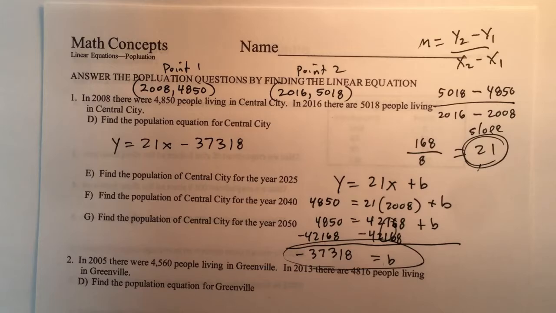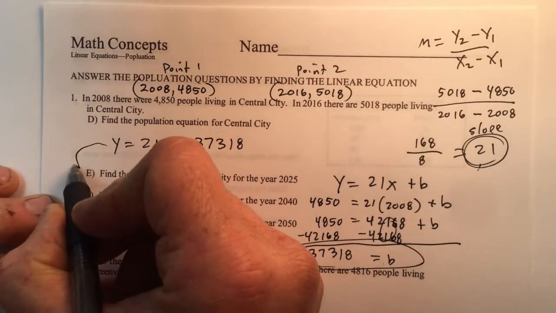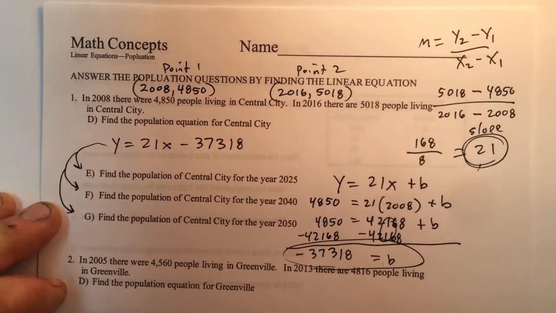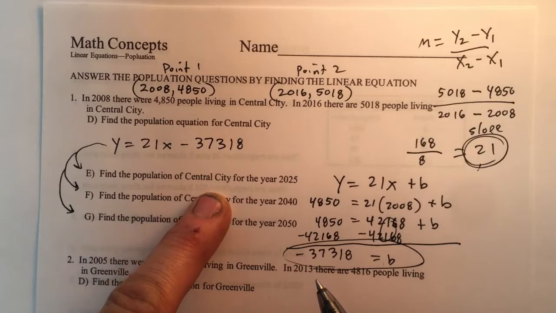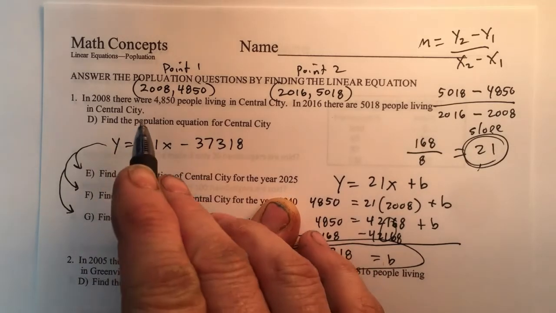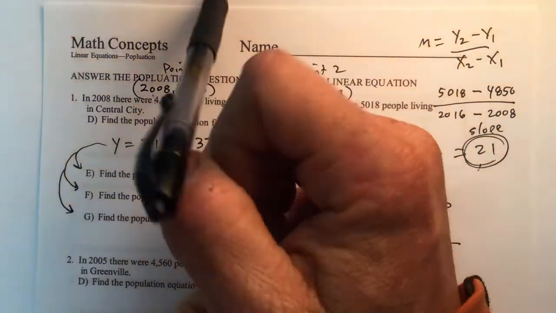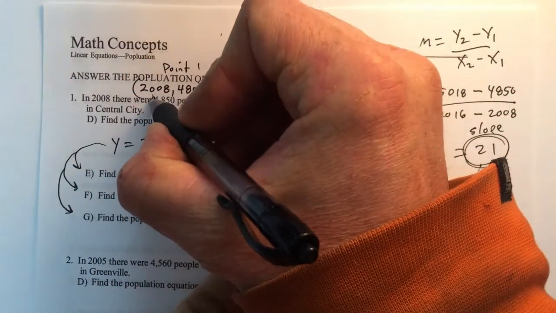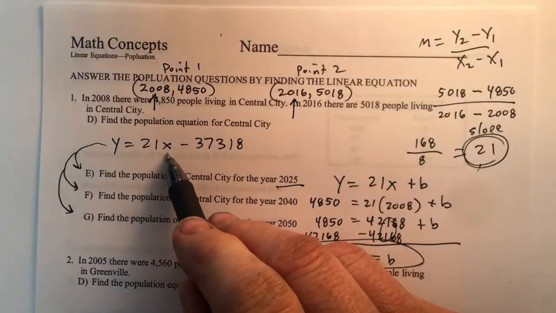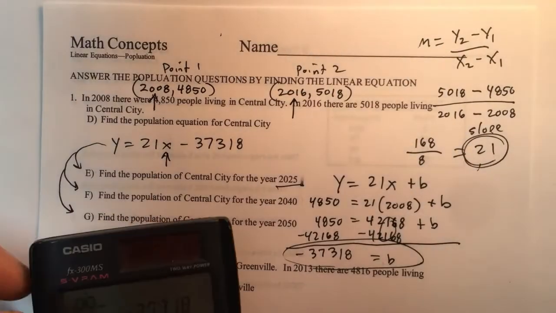Okay? Now, I can use my population equation to figure out the answers to these. It says find the population of Central City for the year 2025. See, if you look at the x's and the y's, the x number is my year. See there? That's my year. So here, that's my year. I'm going to put that in for x right here. So all I do is just get my calculator. This is real simple.